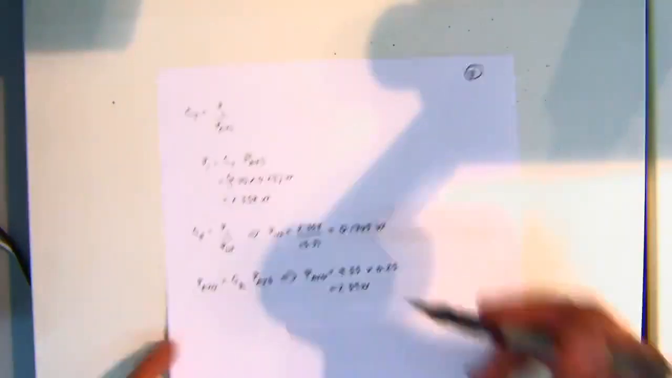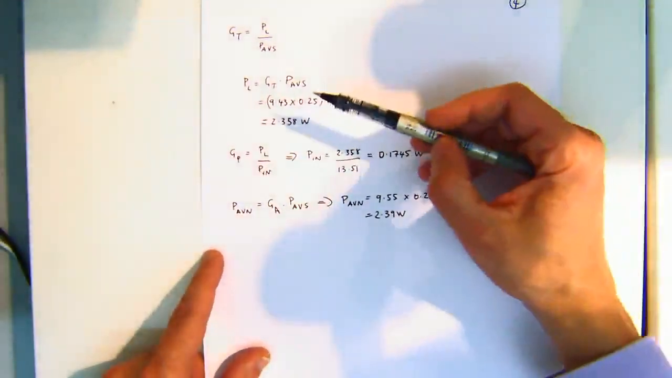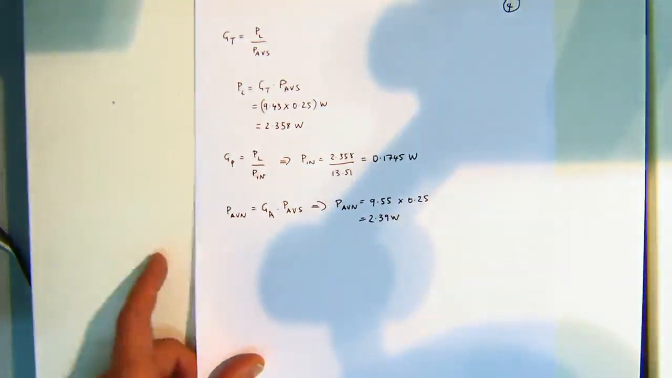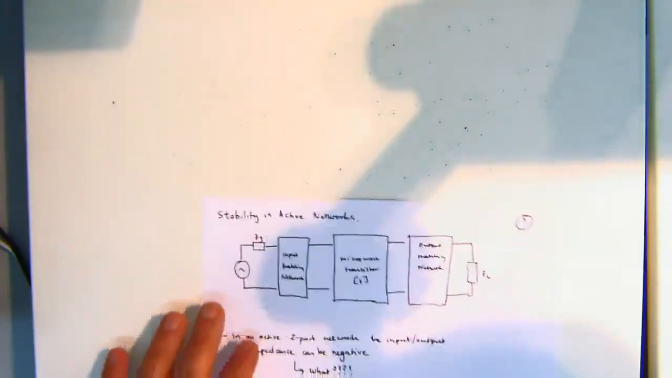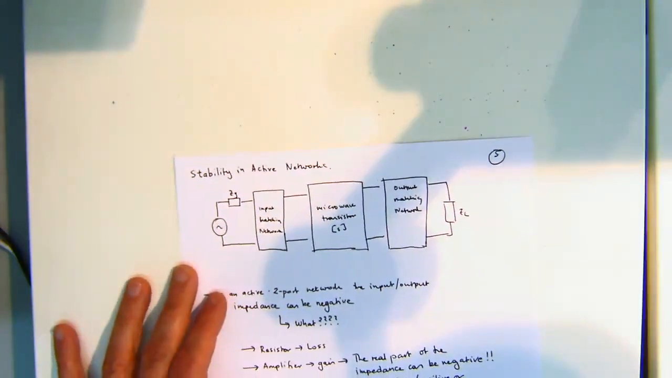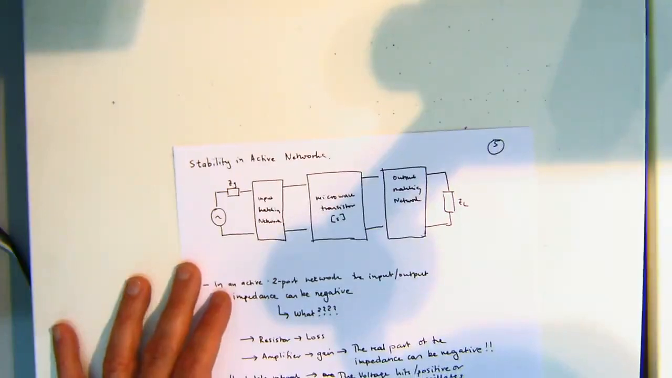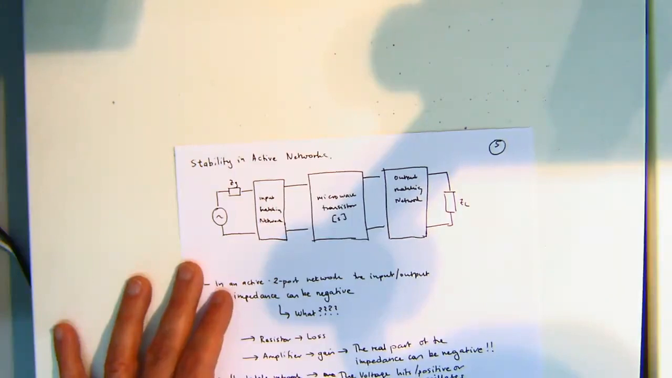So we went through that whole process, and then we worked out, for this particular transistor, the power that was delivered to the load, the available power to the network, and the like. Now, I also briefly touched upon the concept that even at low frequencies, when we're building any kind of amplifier, we have to be concerned about stability.